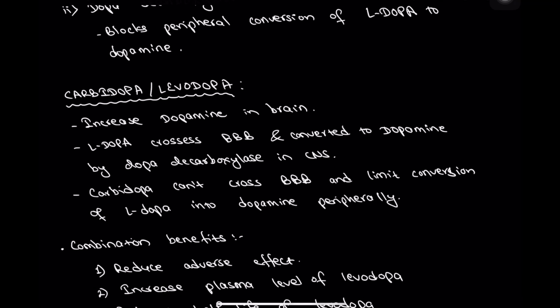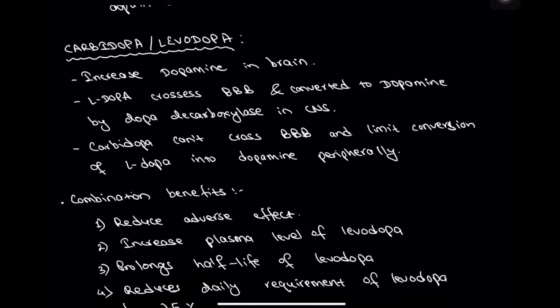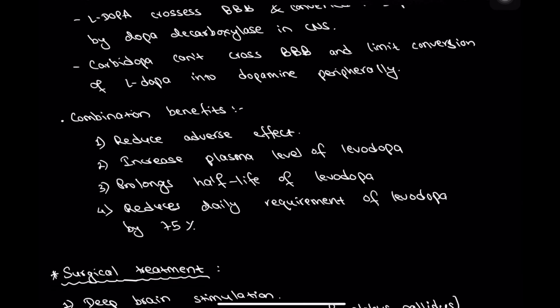Normally we give carbidopa and levodopa as a combination. As levodopa is a metabolic precursor of dopamine, this combination increases the dopamine level in brain. L-DOPA crosses the blood-brain barrier and is converted to dopamine by DOPA decarboxylase in CNS. Carbidopa cannot cross the blood-brain barrier and limits the conversion of L-DOPA into dopamine peripherally. The combination of these drugs reduces the adverse effects, increases the plasma level of levodopa and prolongs the half-life of levodopa. It reduces the daily requirement of levodopa by 75%.